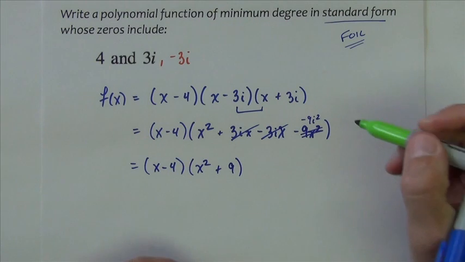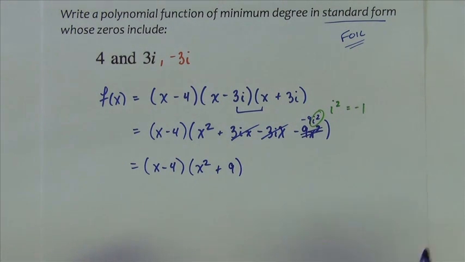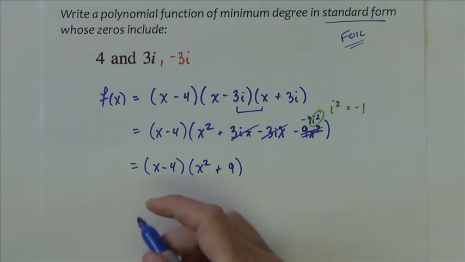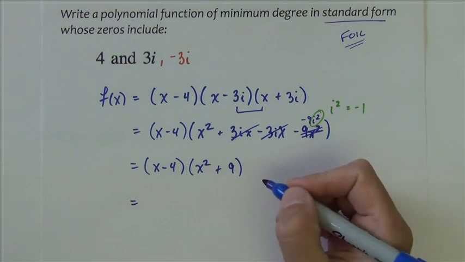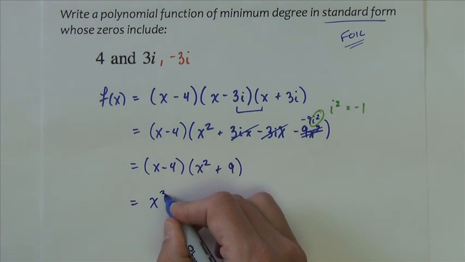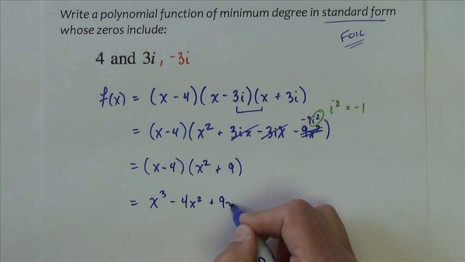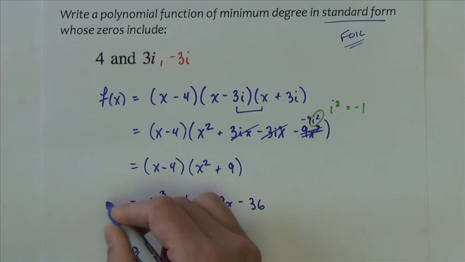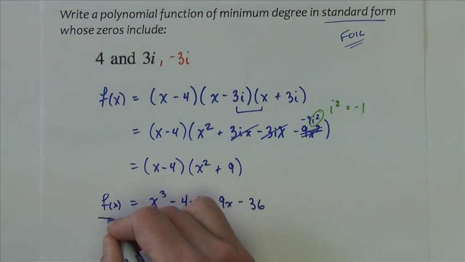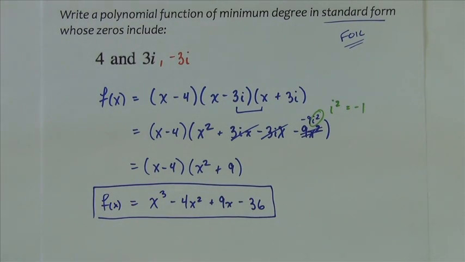Okay, remember that i squared is equal to negative 1. So I just substituted that, and it became plus 9 here. And now we can continue by doing one more FOIL process. It's x to the third minus 4x squared plus 9x minus 36. There's our f of x function.